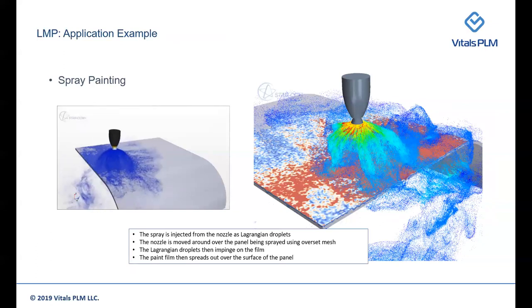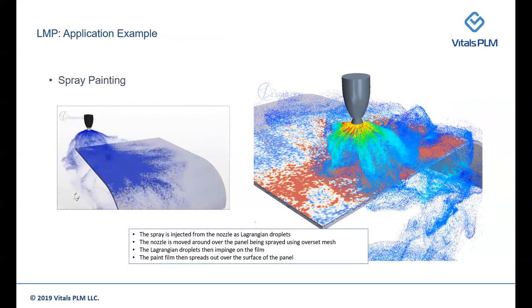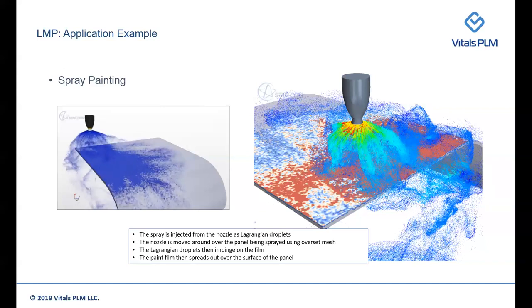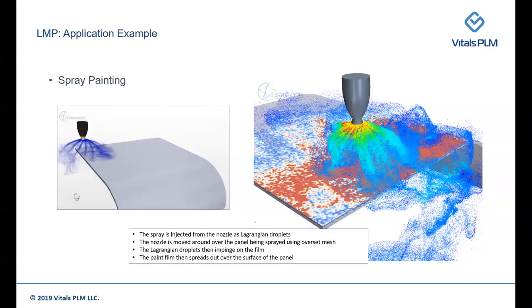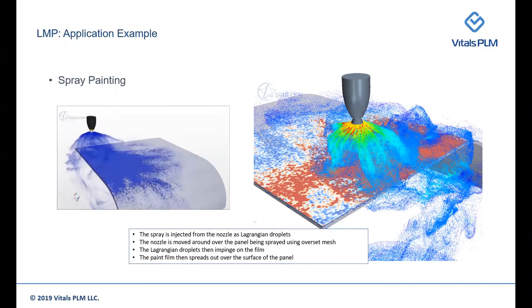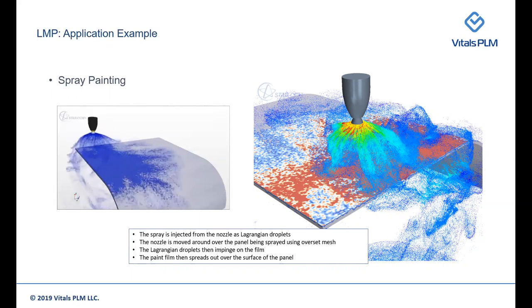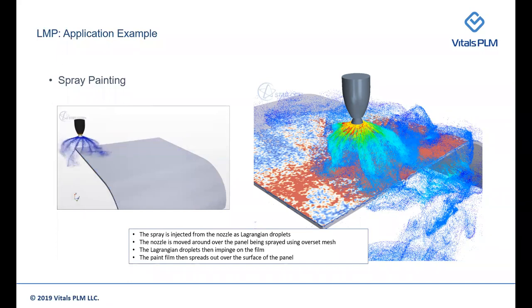Here we see an example of spray painting where the Lagrangian multiphase approach is used. The spray is injected from the nozzle as a Lagrangian droplet, and the nozzle is moved around the panel using the offset mesh capability. As the Lagrangian droplets come out of the nozzle, they impinge on the wall and create a film of paint, and then it spreads out on the entire surface of the panel.